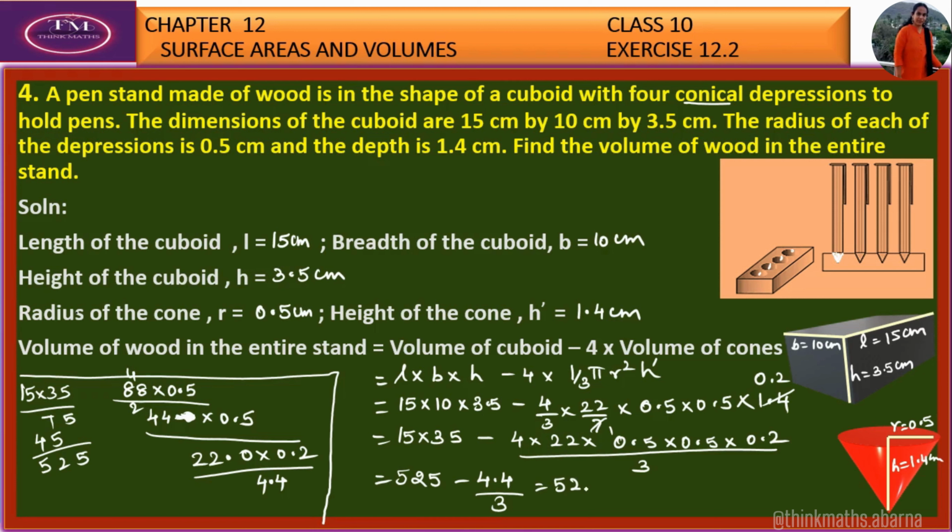So 525 minus 4.4 divided by 3. 4.4 divided by 3 is 1 point. 4 threes are 12, balance 2. 6 threes are 18, again balance 2. So it goes on like this, so we can keep this as 1.467. So if we subtract, we will get almost 523.5 centimeter cube. This is the answer for this problem.